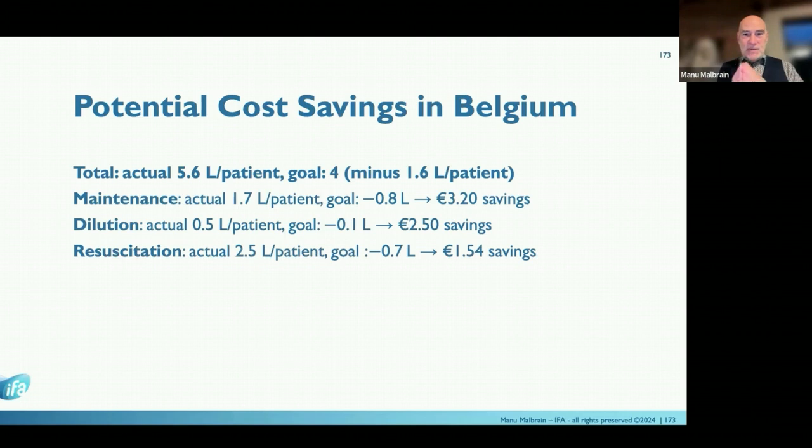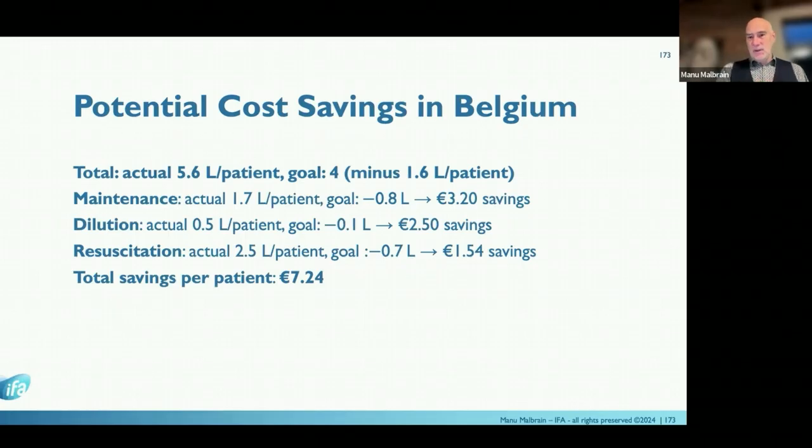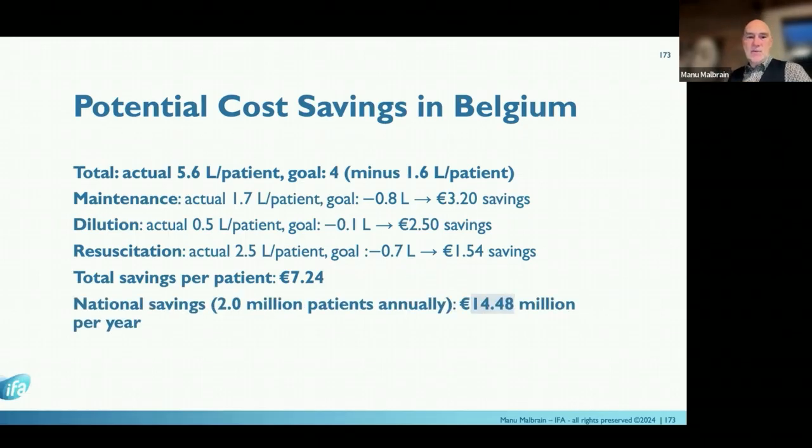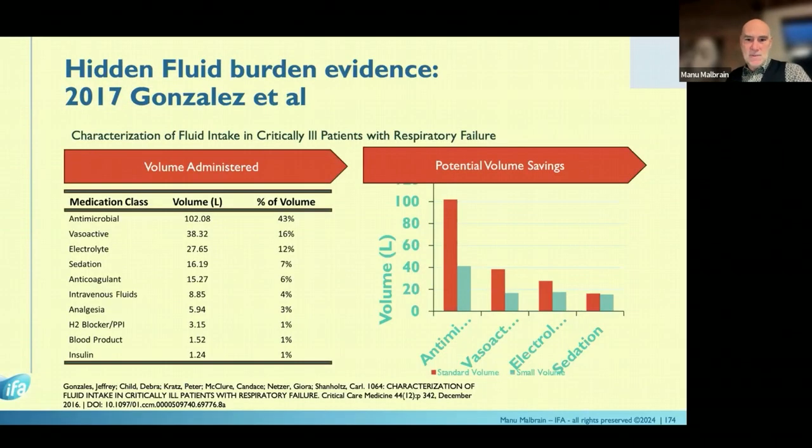Resuscitation fluids in Belgium, it's 2.5 liters. And if we translate the findings from the literature to the Belgian data, we could save about €7 per patient, which would be around 15 million a year.